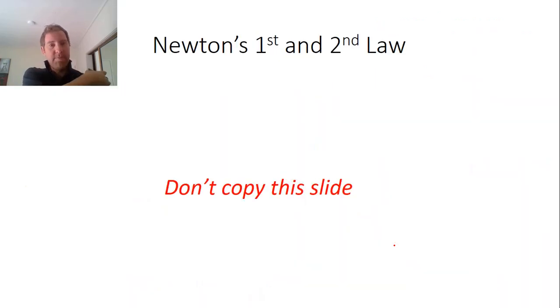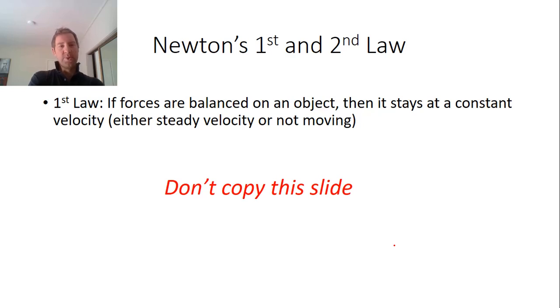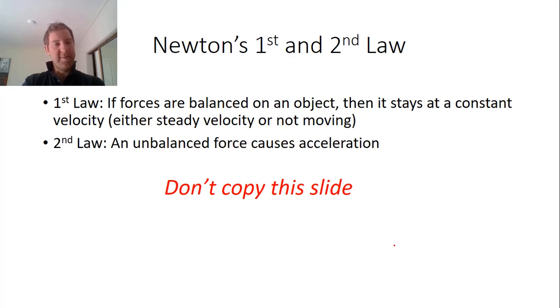So don't copy this slide because I'm going to do a different take on it in the next one, but this is just explaining first and second law. Newton's first law is if the forces are balanced on an object, that object stays at a constant velocity. That means it's either moving at a constant velocity or it's not moving. You can have a constant velocity of 0. Newton's second law says that if you have an unbalanced force on an object, this causes acceleration. The reason I didn't want you to copy this slide is the next slide, which I'm going to go to now, I like much better.